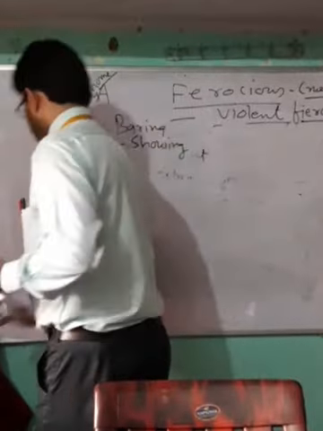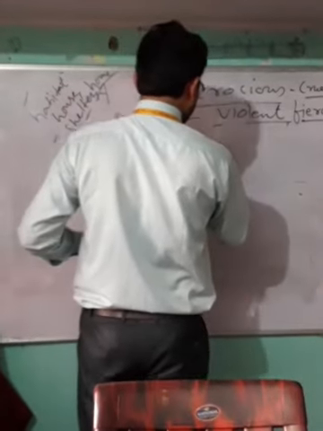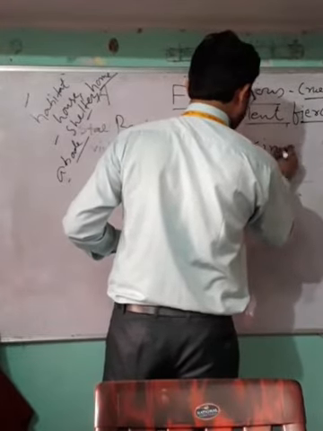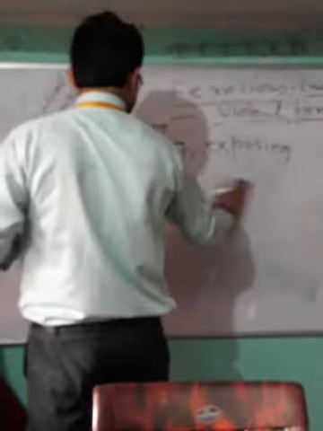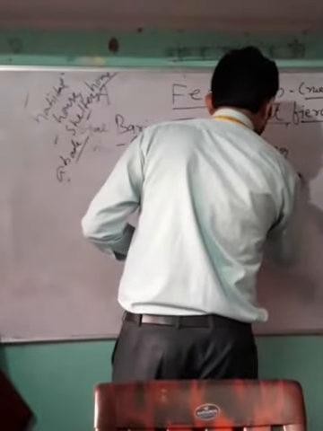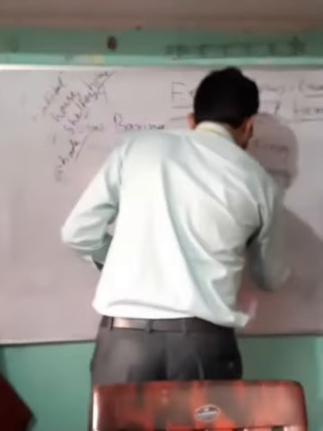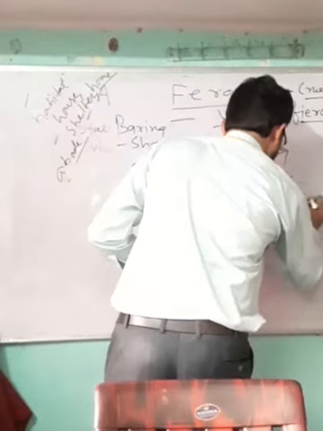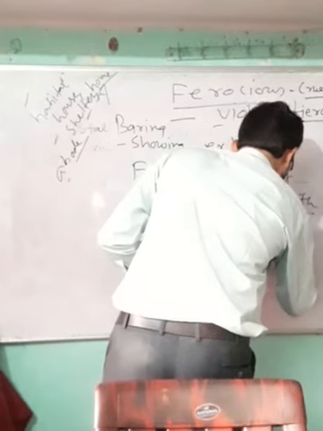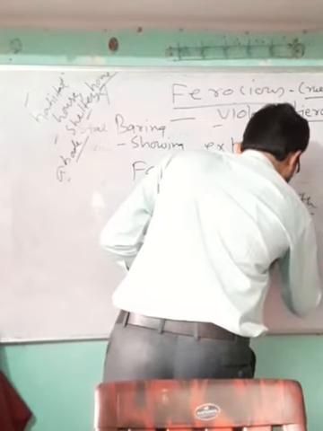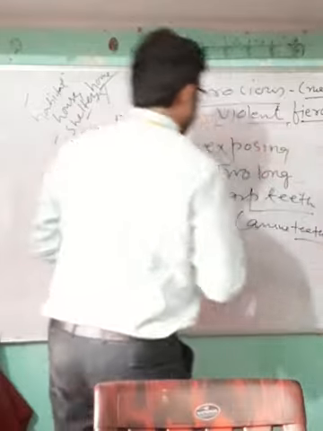Who shows? Exposing. Baring. His white fangs. Fangs. Fangs means two long teeth. Two long sharp teeth. This is actually canine. Canine teeth of the tiger.